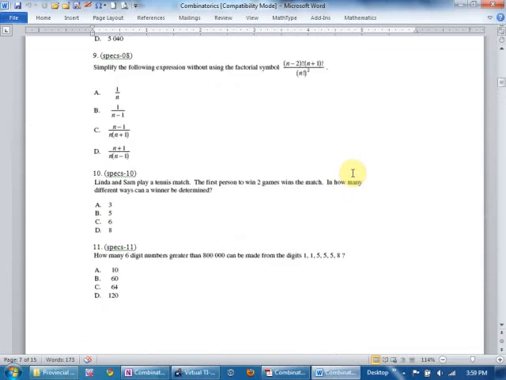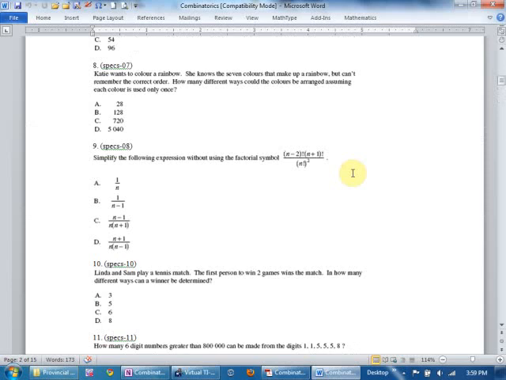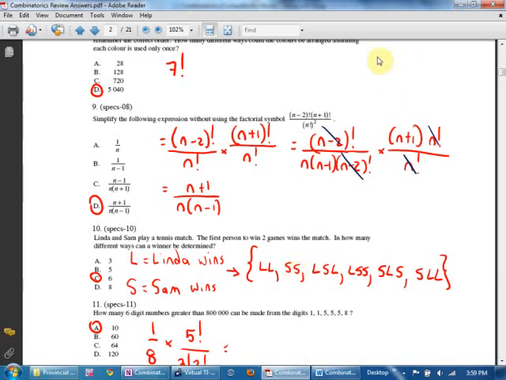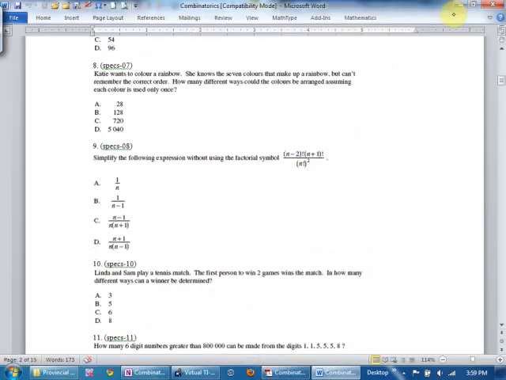Heard me? Yep. That's what I did for number 9. First thing, I did not like this n factorial. Yeah, let's do it, Mr. Dueck. Don't take the lazy way out because you're tired. But I am tired.